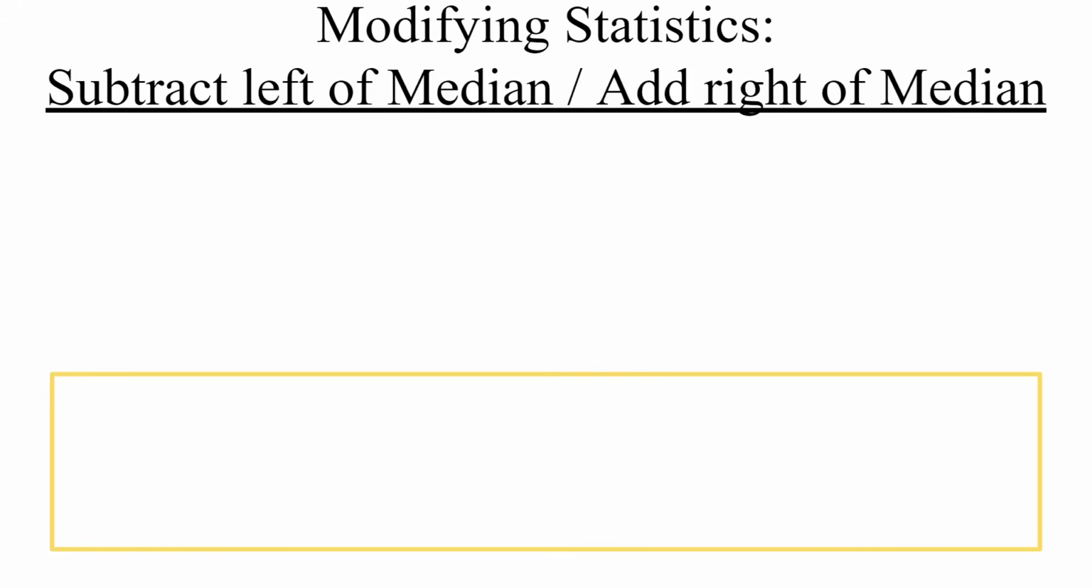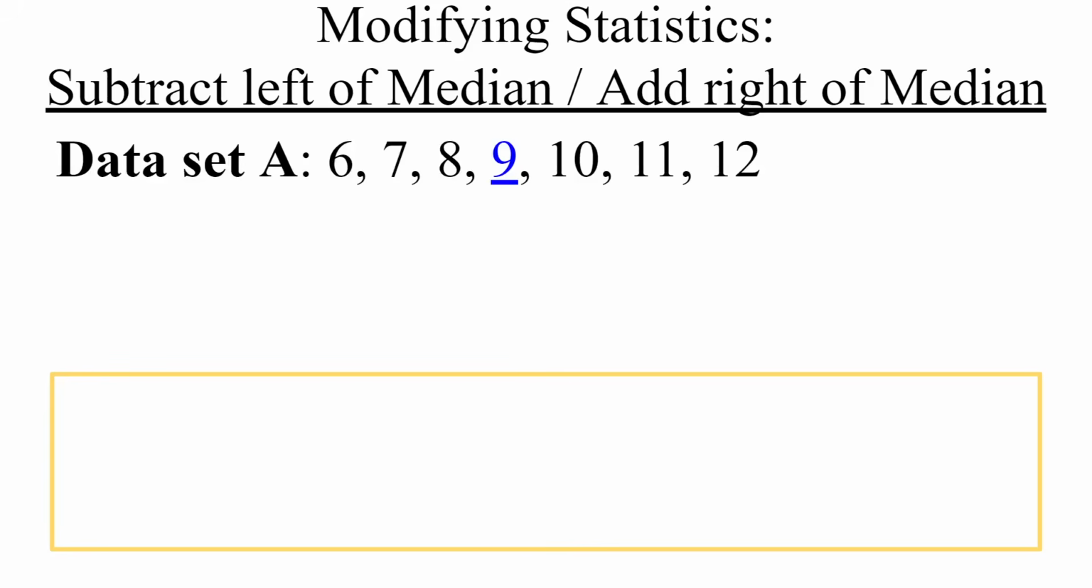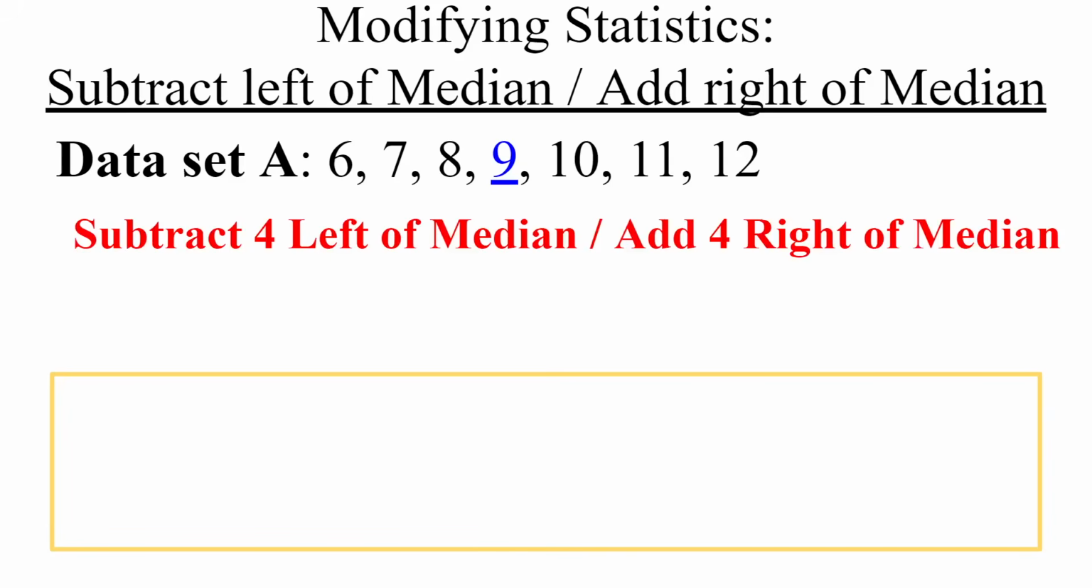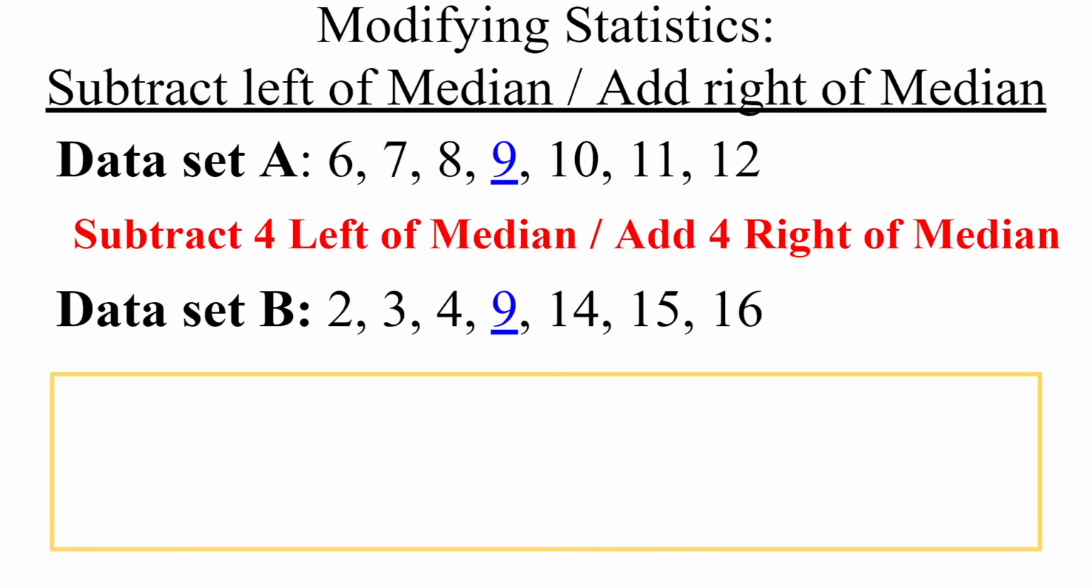All right, another case that I've seen like once or twice before that I feel is worth mentioning is if you subtract a number to the left of the median and add it to the right of the median. So let's say I have 6, 7, 8, 9, 10, 11, 12. The median is 9. And the question says subtract 4 to every number to the left of the median and add 4 to every number to the right of the median. So we now have 2, 3, 4, 9, 14, 15, 16.